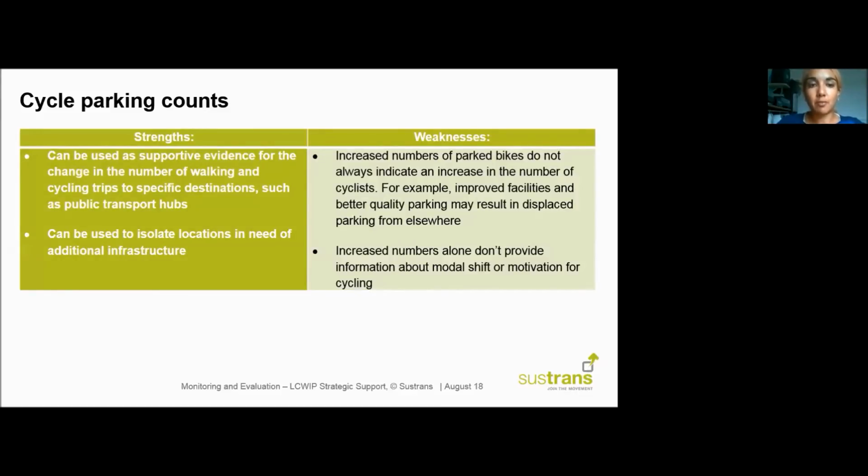So they can be used as supporting evidence, as I said, particularly relevant where a scheme is interested in influencing access to a specific point. And it can be used to understand where there may be more cycle parking infrastructure needed. So if there's overcrowding of the infrastructure observed, that can indicate that more infrastructure is needed. As I said, they don't always indicate an increased number of cyclists, and it's not robust enough as a tool to demonstrate mode shift. So an increased number of parked bicycles is not sufficient to demonstrate mode shift.